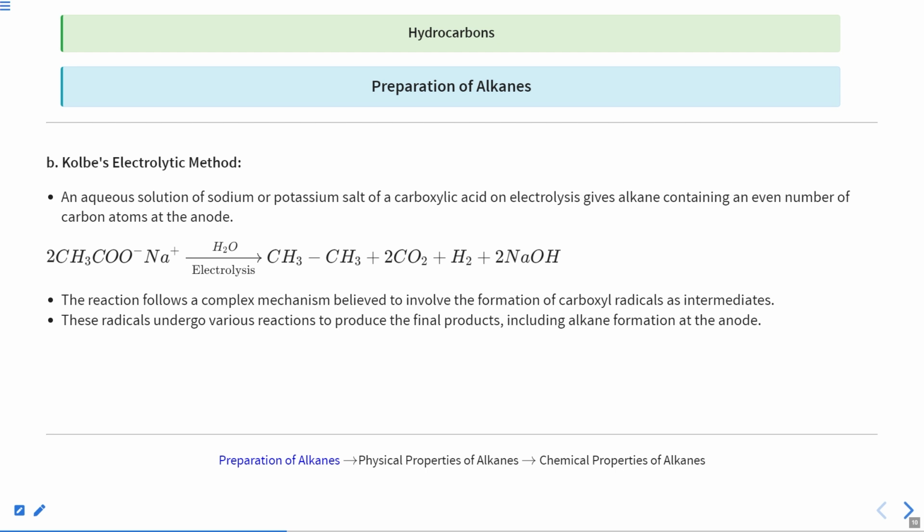So this is very, very important. We are doing electrolysis, right? So we have an anode, we have a cathode. The alkane part, that is C2H5, that is formed, this product will be formed at the anode. So this is very important to remember.